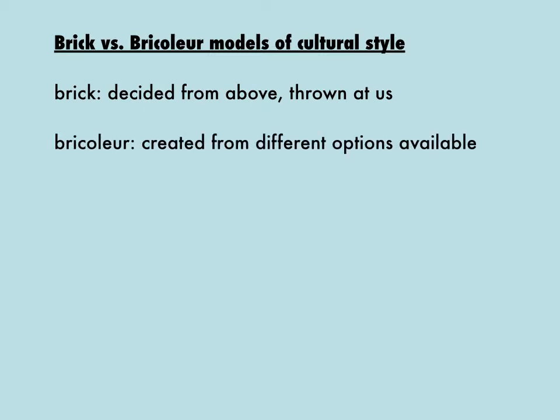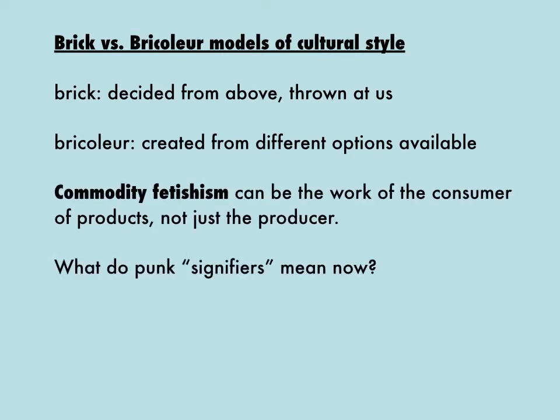The other model of style instead looks at the consumer, the individuals, as being the ones that, instead of just having this hit them or not, work as more of a bricoleur. The people that pick and choose these different options and put them together, like a bricklayer builds a wall. The cultural bricoleur picks and chooses from all these different things and makes something new. So the bricoleur model of cultural style is more the second sense of conspicuous consumption. That is, style comes from below and from the individual in the street, right? So commodity fetishism can be the work of the consumer of products, not just the producer.